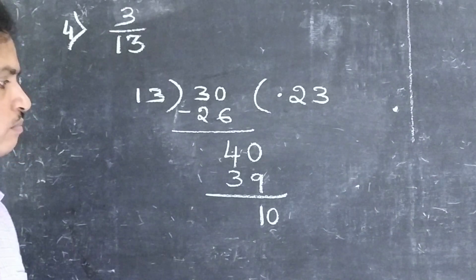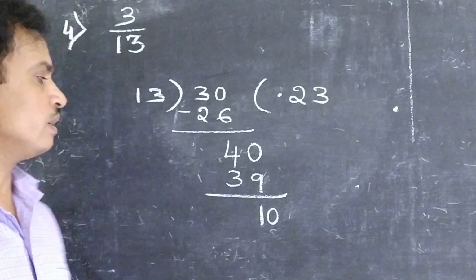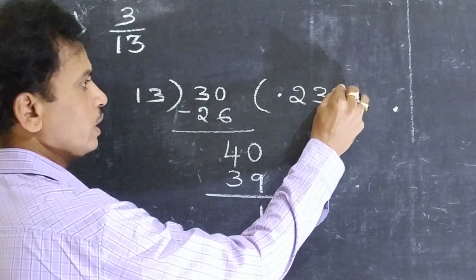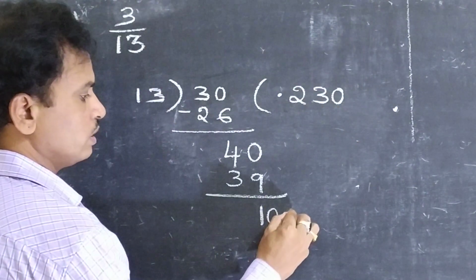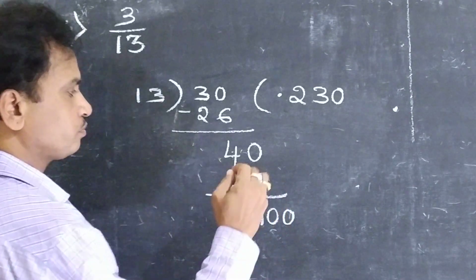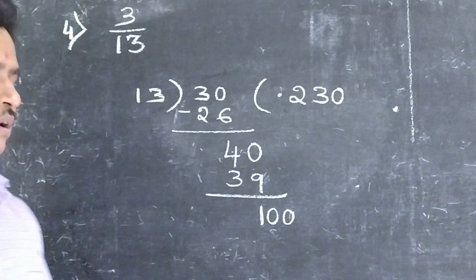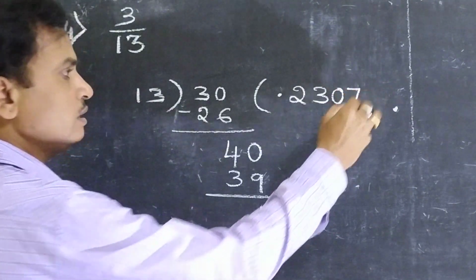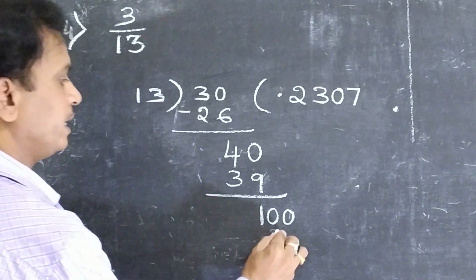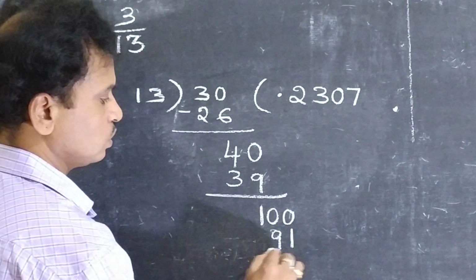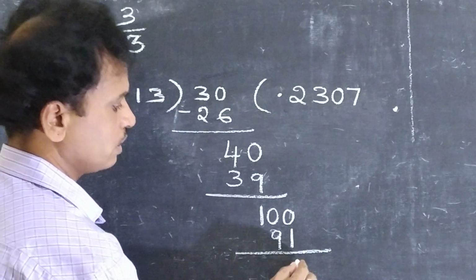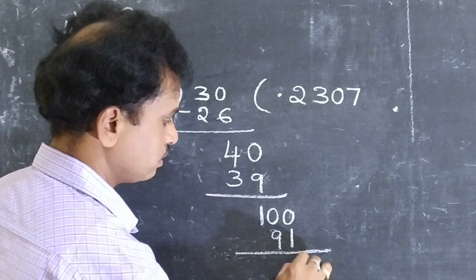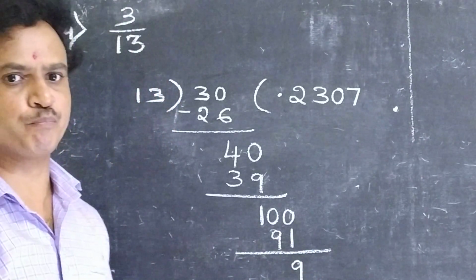So again it becomes 10. So 10 is less than 13. So what we should do here? We have to take 0 here. Then it becomes 100. Then 13 7s are 91. So what is the remainder here? Remainder is 100 minus 91. Then here it becomes 9.